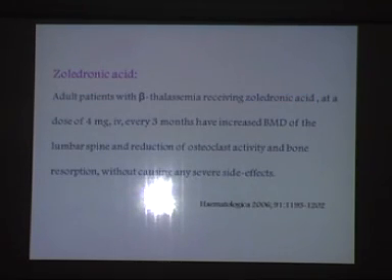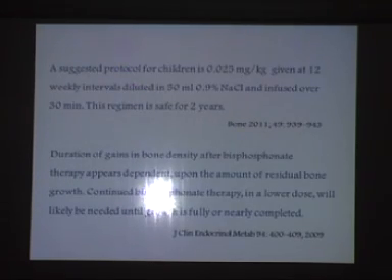For zoledronic acid, it has been studied in thalassemia, and they found that in adult patients, giving 4 milligrams, that is 1 ampoule, every 3 months will increase the bone mineral density. They used it in children at the dose of 0.025 milligrams per kilogram at 3 month intervals, and they found that this regimen was safe for 2 years. However, because children are growing, if you stop treatment after 2 years, they can fracture at the site where the newly formed bone is formed and the treated bone is present. So it's better to continue treatment in growing children till they fuse the epiphyses.